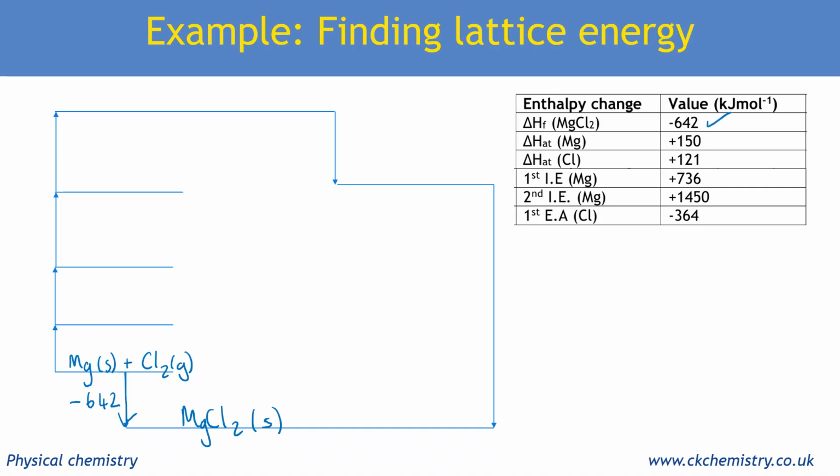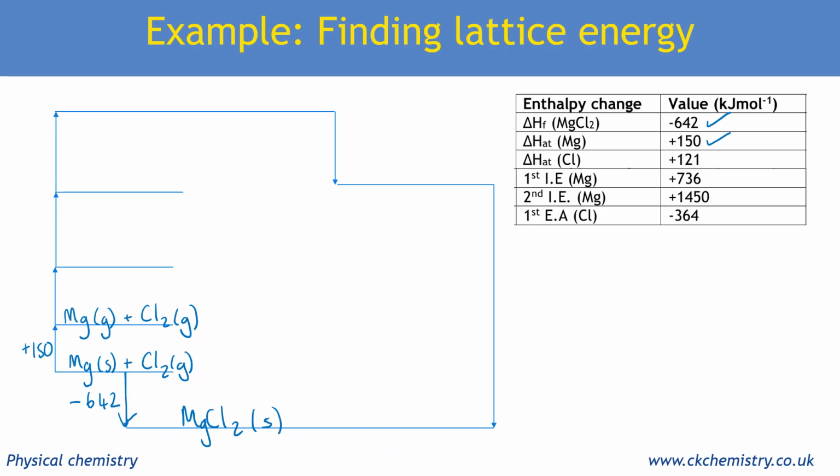It doesn't matter which order we do these in, just by convention we usually go atomization metal, atomization non-metal, and then we make the ions. So I am going to atomize my magnesium first. You don't have to. You could atomize the chlorine first. So the change that happens is I go magnesium solid to magnesium gas. I've not changed my chlorine. I need to still write it in because otherwise it's not balanced. So that arrow from solid to gas is equal to plus 150.